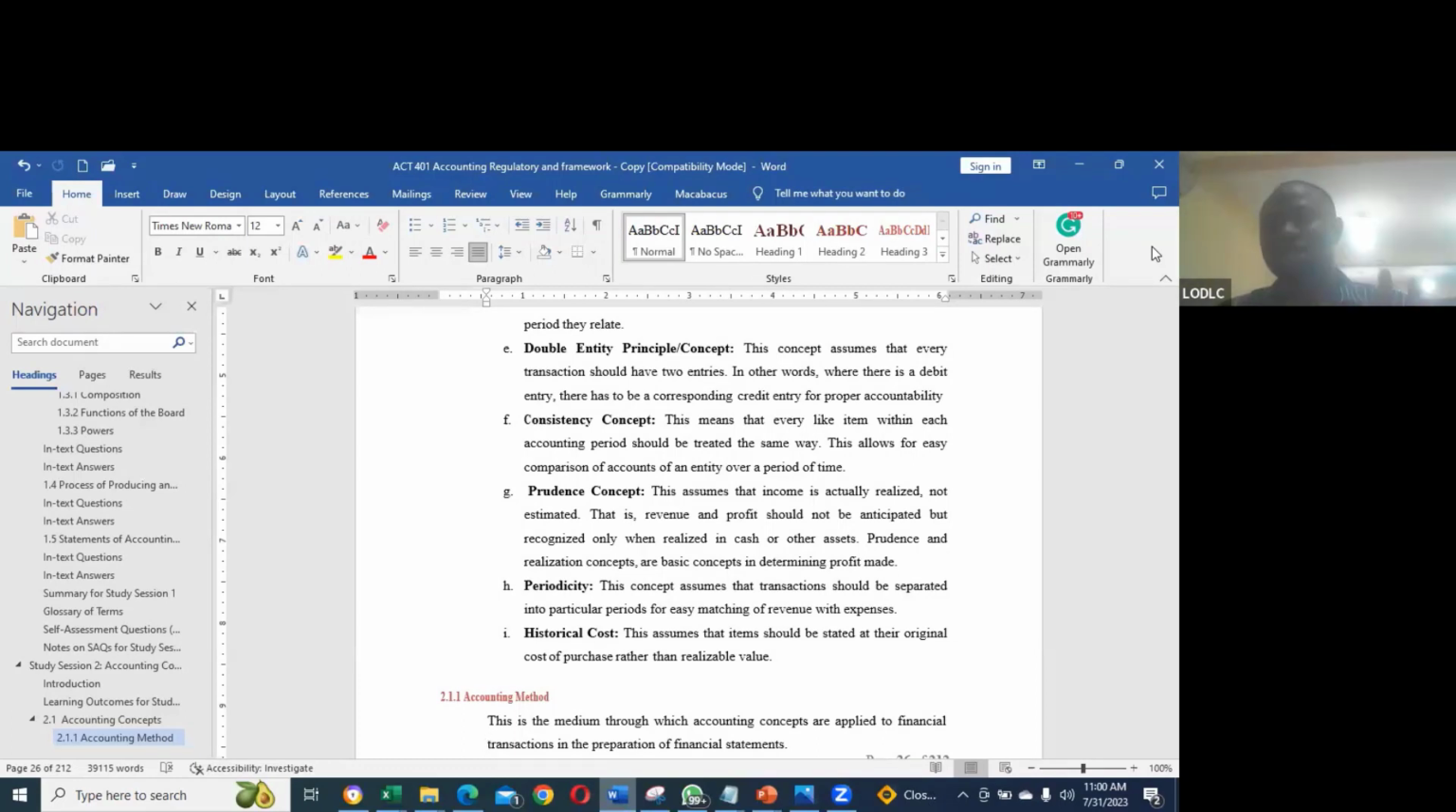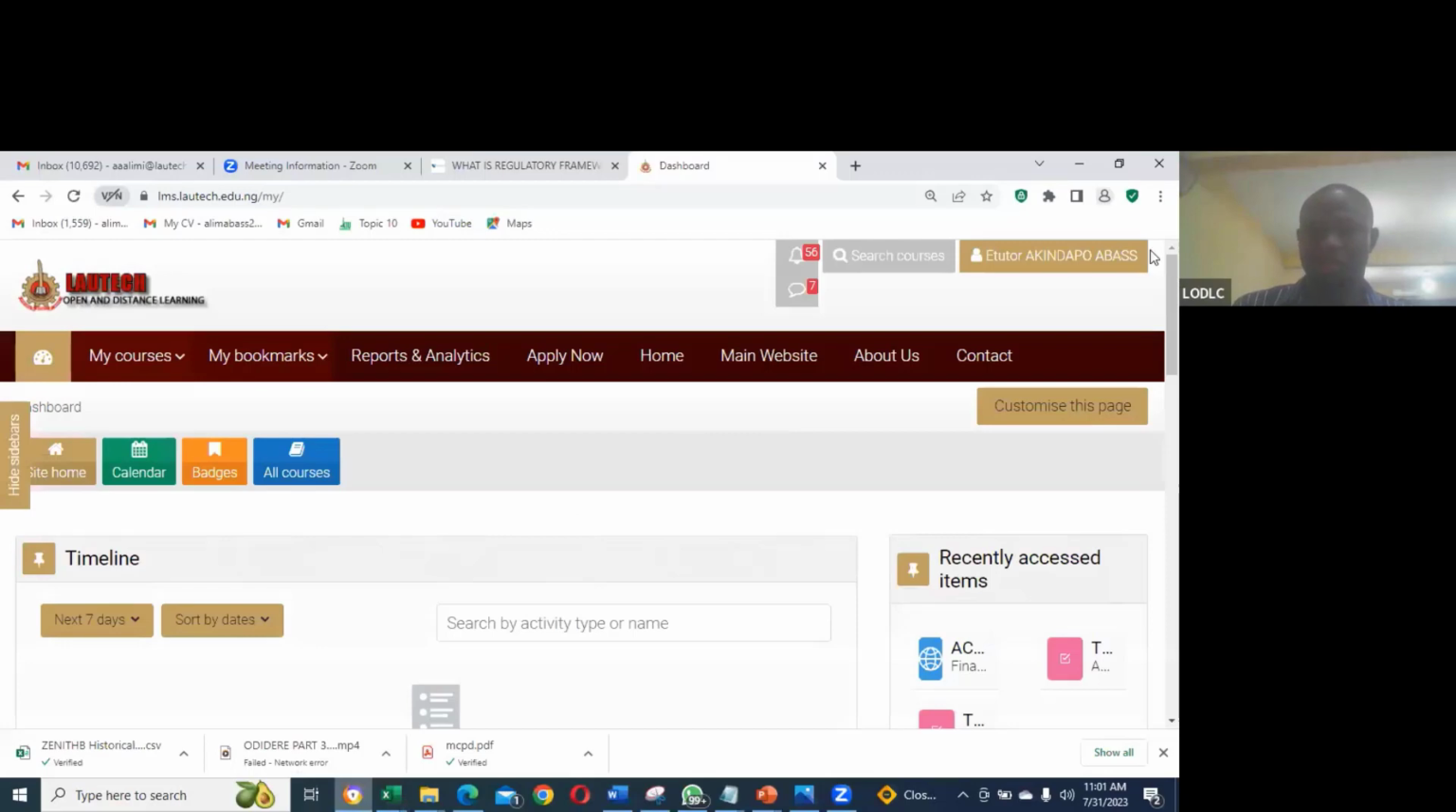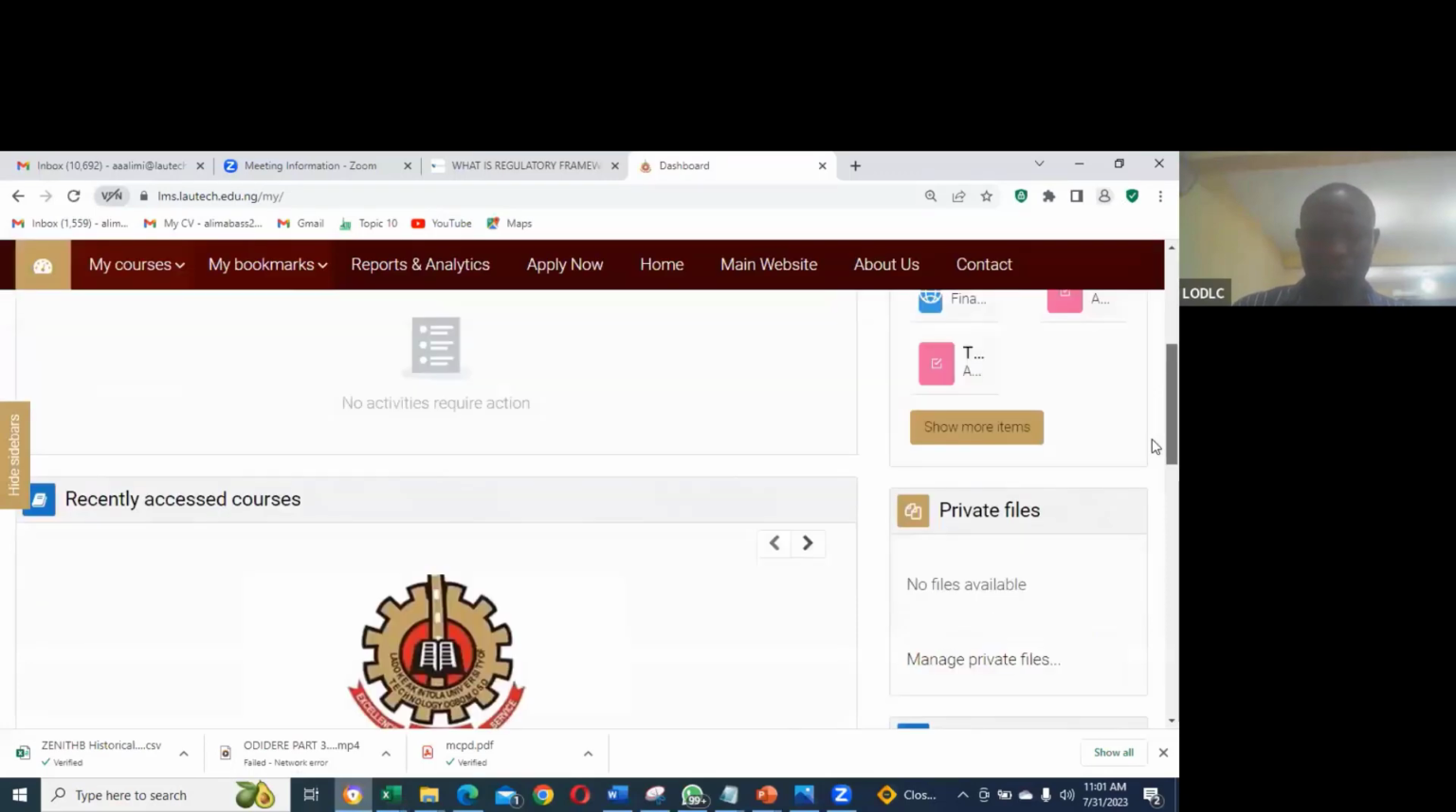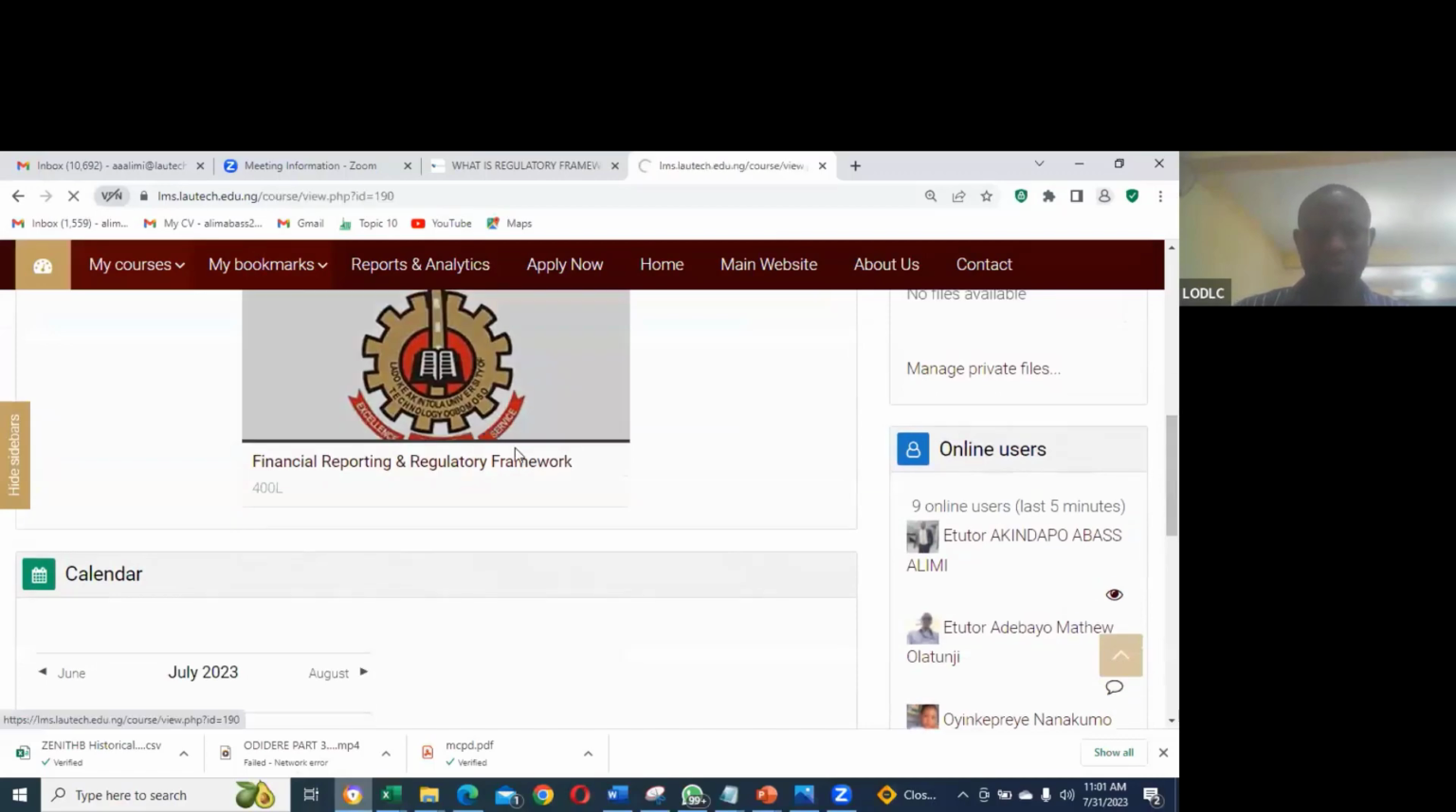So that is why most of the things in financial accounting are based on the historical cost concept. So let me quickly go to the LMS and see what I want to show you. So, financial reporting and regulatory framework, or let me just say the international accounting standards, they apply to every business organization, not only private or public organizations, but also SMEs. Do you understand? Small and medium scale enterprises.